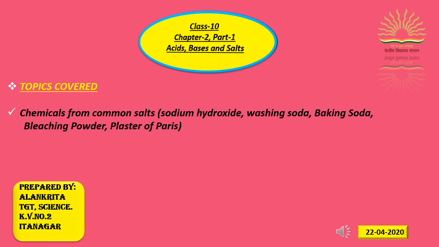Today we will discuss the topic chemicals from common salt. In this we will study about chemicals which can be formed by using common salt. The formula of common salt is NaCl and its chemical name is sodium chloride. So we will study about five chemicals that are sodium hydroxide, washing soda, baking soda, bleaching powder and plaster of Paris. Now let's start with sodium hydroxide.